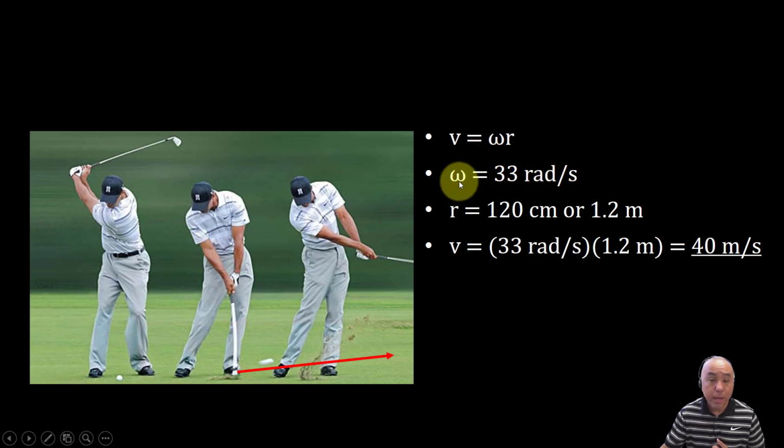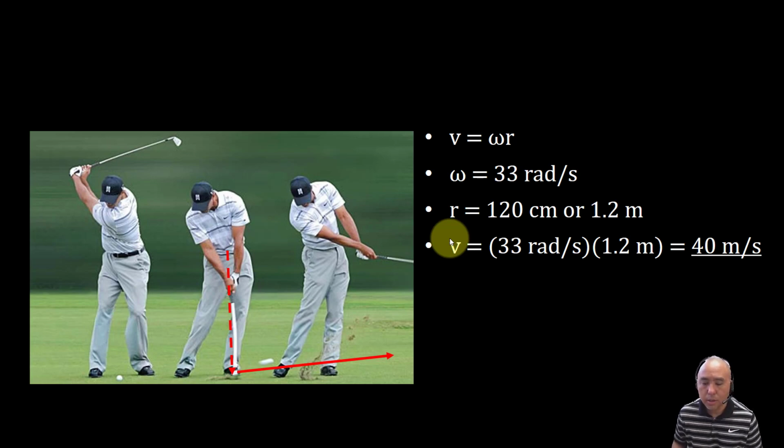So omega here denotes angular velocity, and it is 33 radians per second. The distance between the axis of rotation, let's just say his longitudinal axis of rotation, and the end of the iron is 1.2 meters, or 120 centimeters. You multiply 33 times 1.2, you get 40 meters per second. And so at ball impact, the ball takes off, assuming there's an elastic collision, at plus 40 meters per second, depending on the coordinate system that we're using.